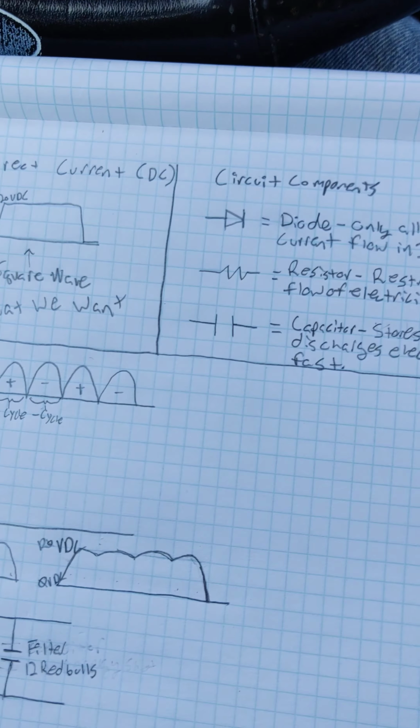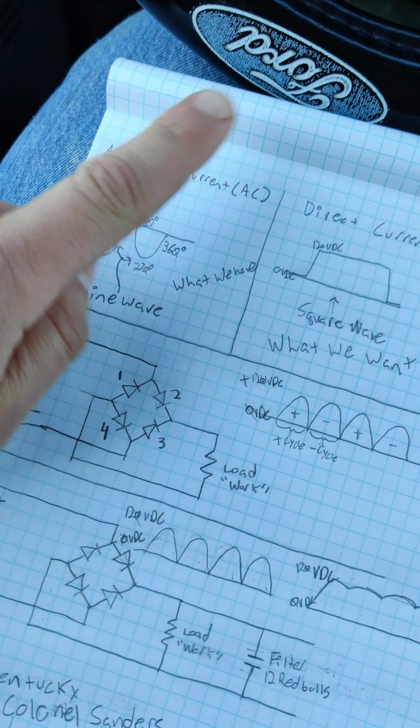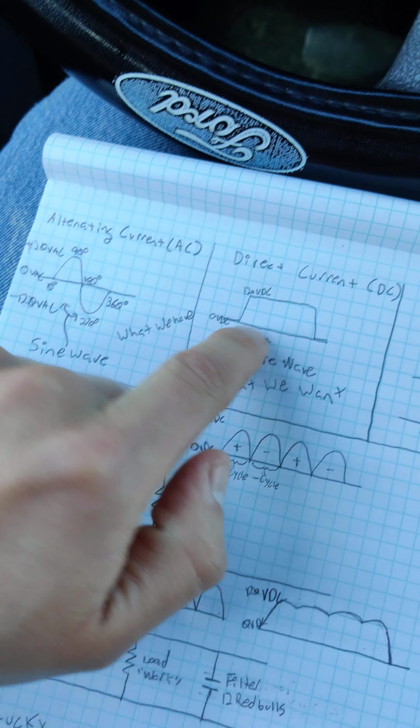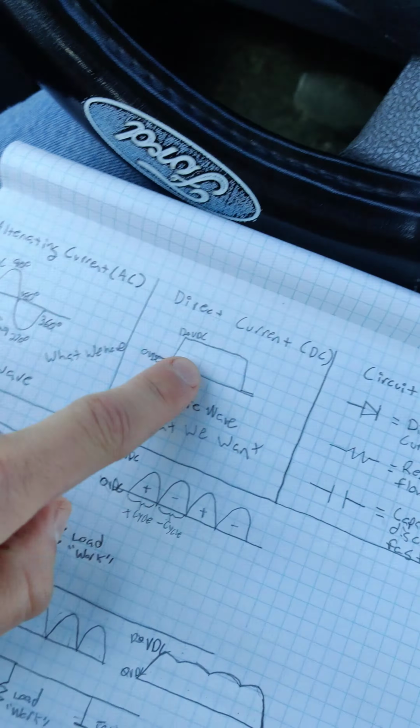Okay guys, Bryar wanted an explanation of how you turn alternating current, or AC, the stuff that comes out of your wall, into direct current, or DC, the stuff that comes out of the battery in your car that would also charge your phone.